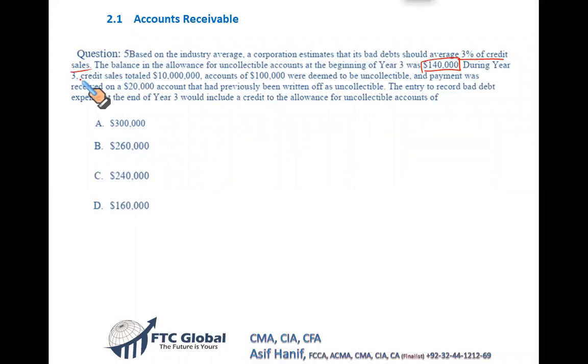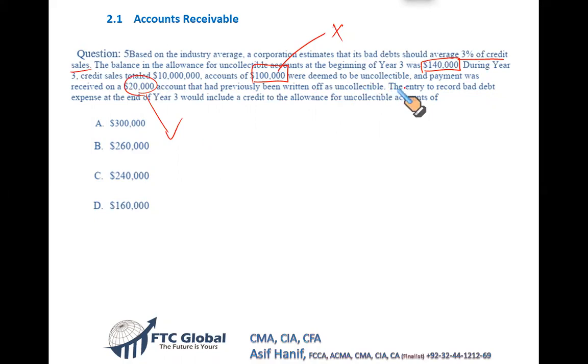Then it further says during the year, credit sales total $10 million. Accounts of $100,000 were deemed to be uncollectible, which we need to write off as bad debt. And payment was received on a $20,000 account that had previously been written off as uncollectible. This is what you have written off as bad debt, and this is what you have collected against those customers who were written off from our books. So two things in a single question.